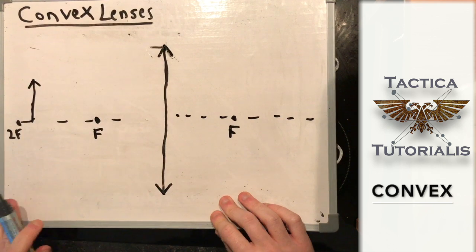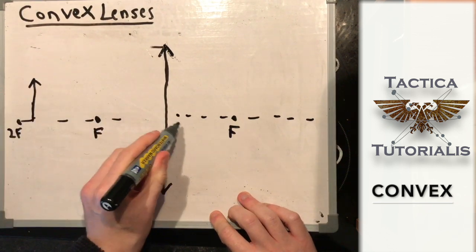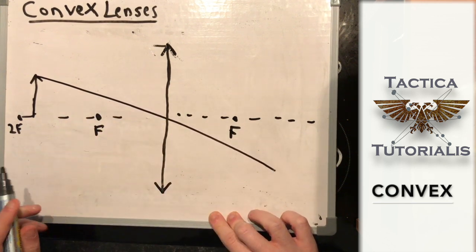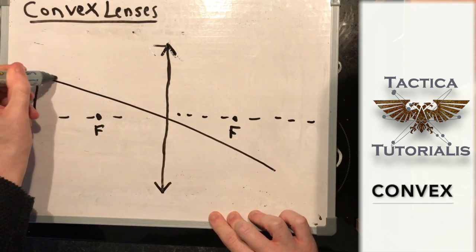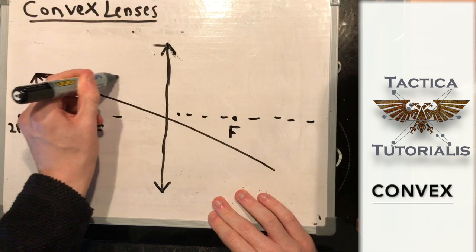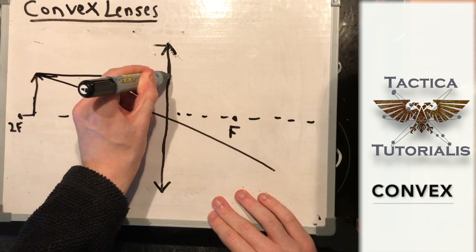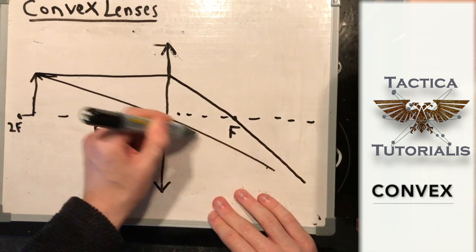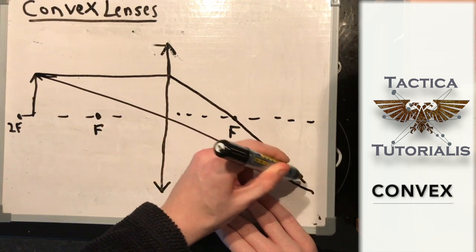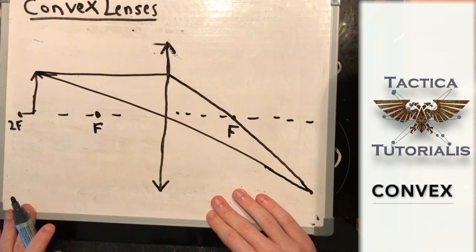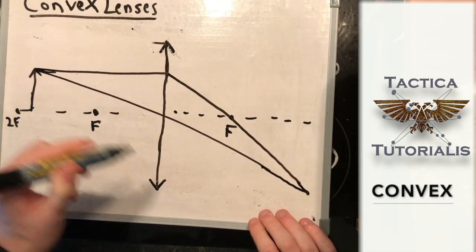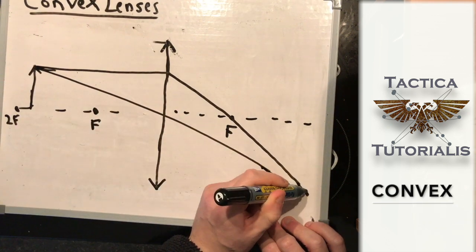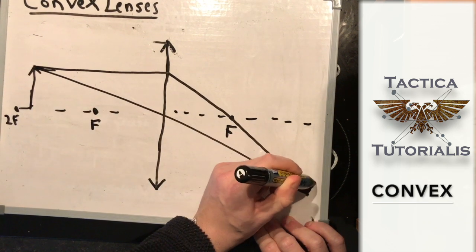There we go. So, same principle. Line through the center, straight line, bang. Second line, straight across to the center of the lens, and then through the principal focus. And then that line carries on, and that line carries on. And what you then do is you see where the two lines meet. So you see those two lines came from the top of the arrow. So these two lines now form the top of the arrow.